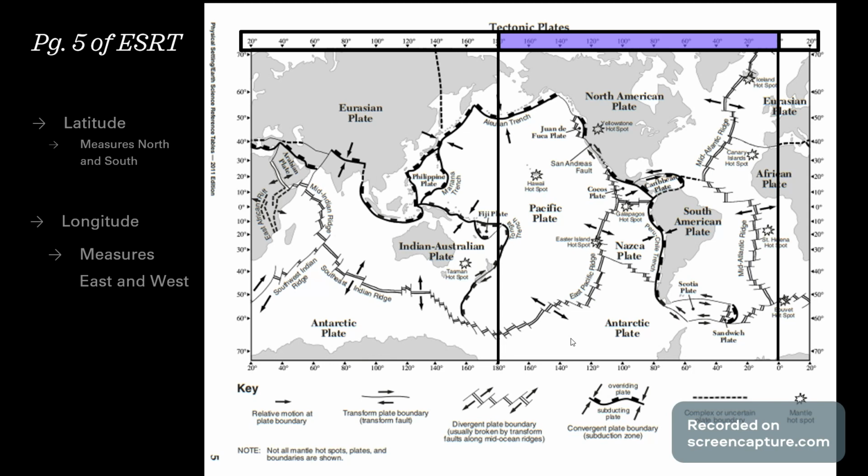Now in blue up at the top, I have where our western values are going to be. So what I would like you to notice here is that the entirety of North America and South America are always going to be western values for our longitude. And then here in red, I have where our eastern values of longitude are going to be.